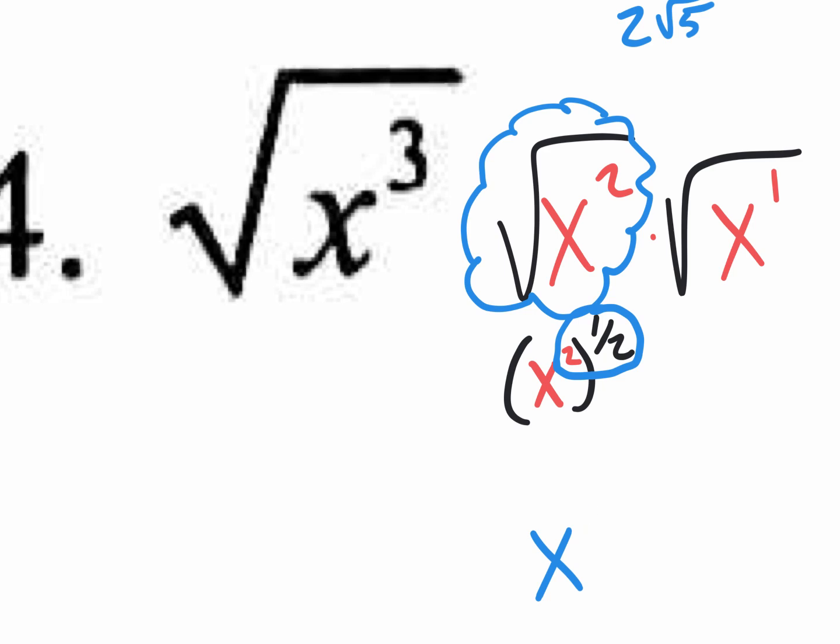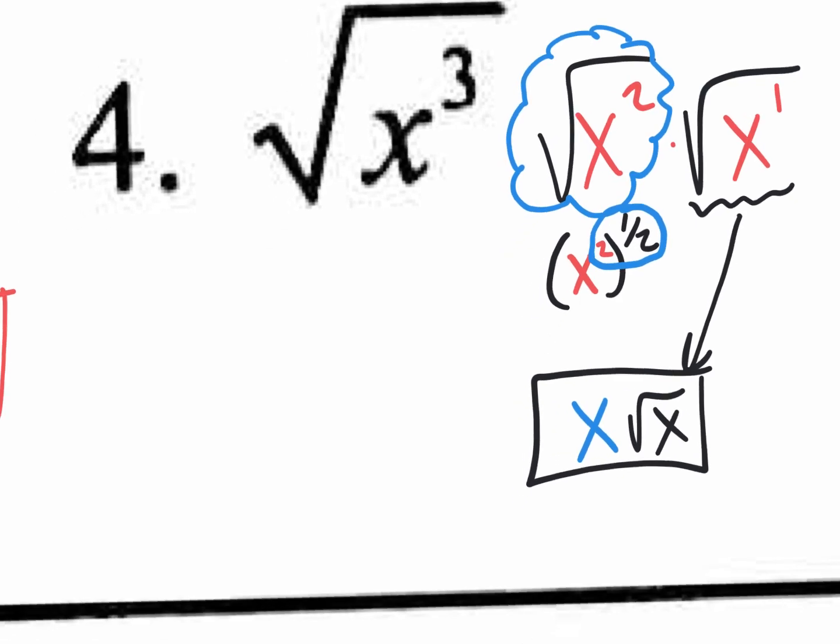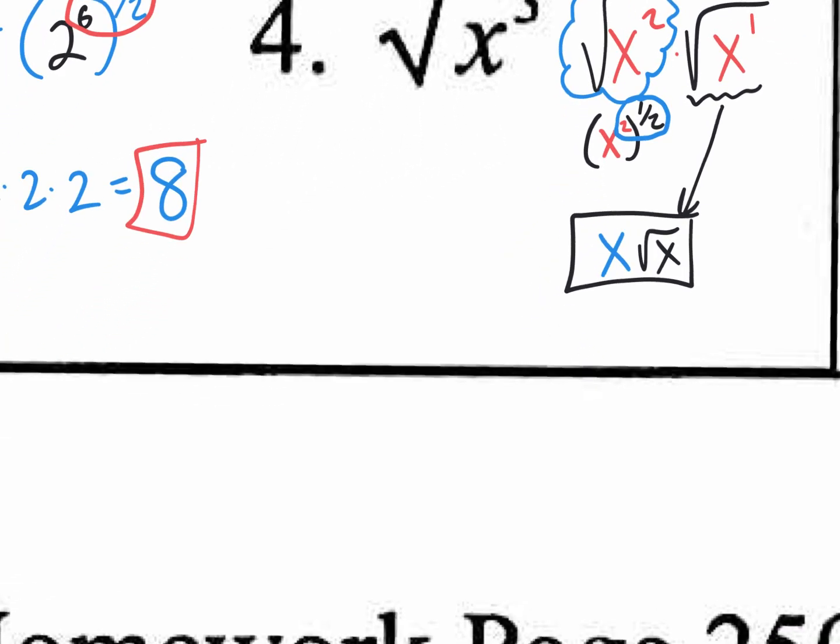Now, what about the square root of x over here? You're just going to rewrite it, the square root of x. So your answer is actually x square root of x. Yay? So doing the square root of x to an even power should be one of the easiest things in the world. Let's just run through that real quick.